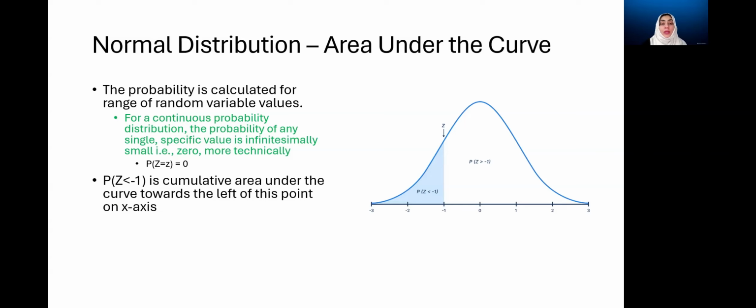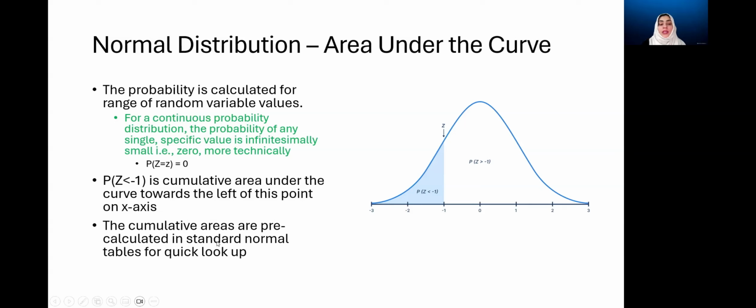You need to keep this in mind: whatever value you look up from the table is the area to the left of the reference point. Here, the reference point is -1. So whatever probability you find from the table is the probability of a value being less than -1. Of course, there is quite a big area to the right of it also, but the tables specify the area to the left of this point. So you get the probability of values being smaller than the value you look up. The cumulative areas are pre-calculated in the standard normal tables for quick lookup.